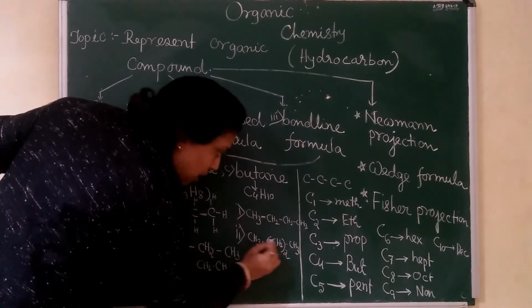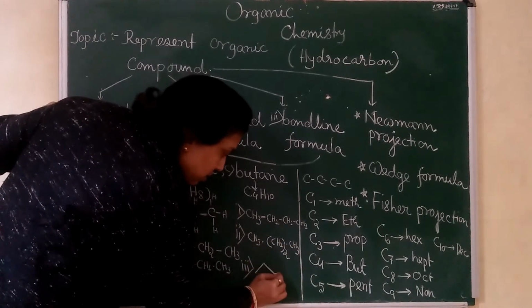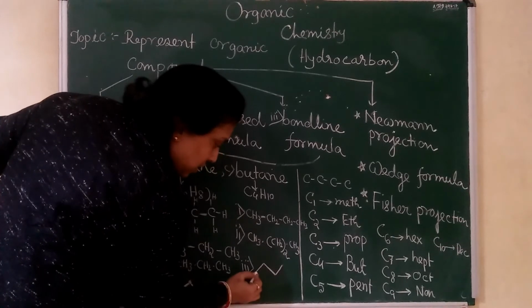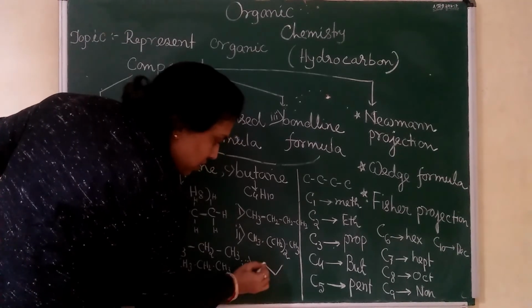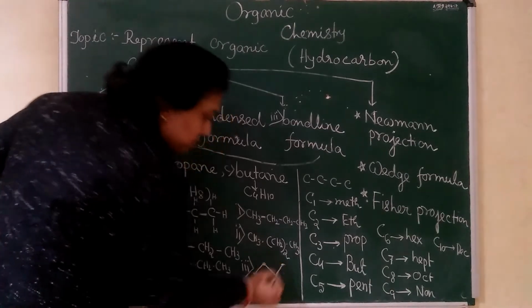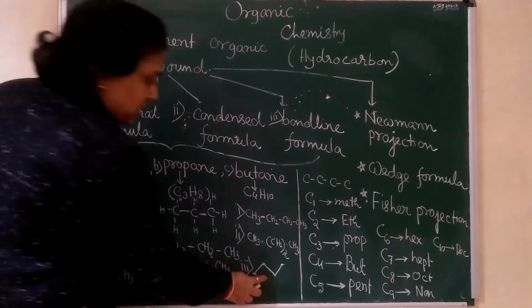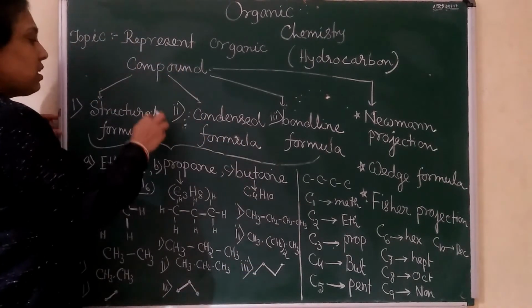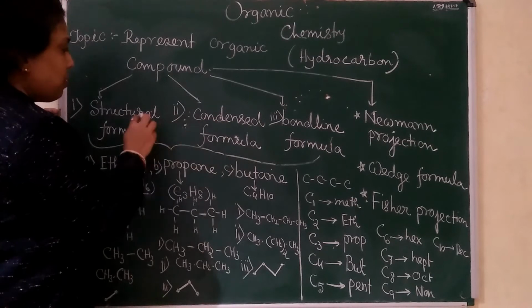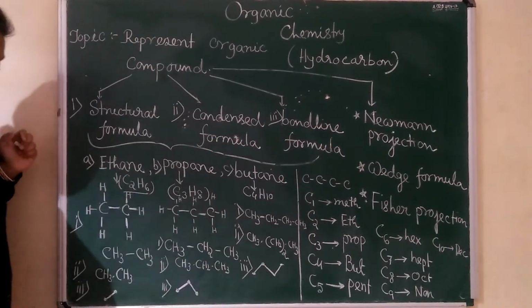Then the bond line structure. How will you write the bond line? How many carbon? 4 carbon. So 1. Now see here, how many carbon? 1 carbon, 2 carbon, 3 carbon, 4 carbon. Done. So this way we are representing the 3 kinds of formula: structural formula, condensed formula, and bond line formula.